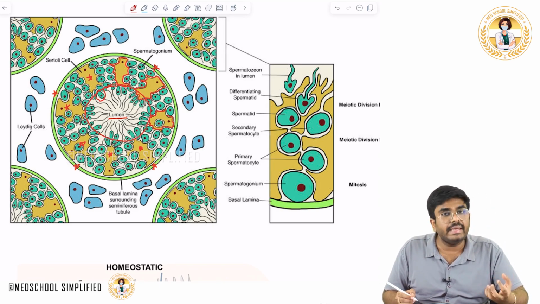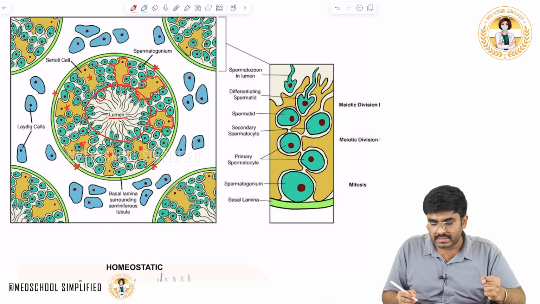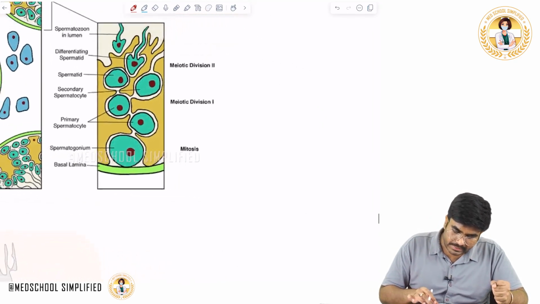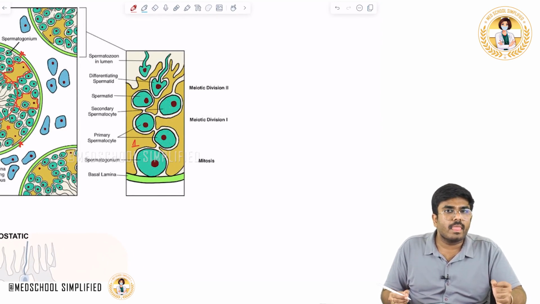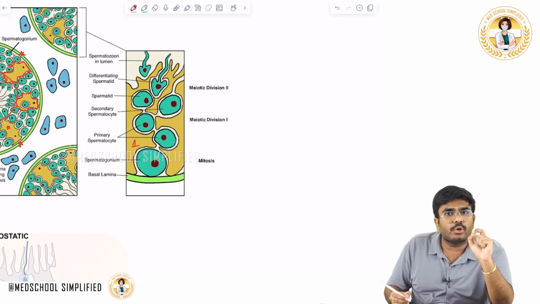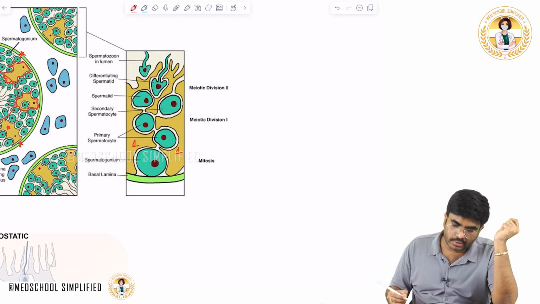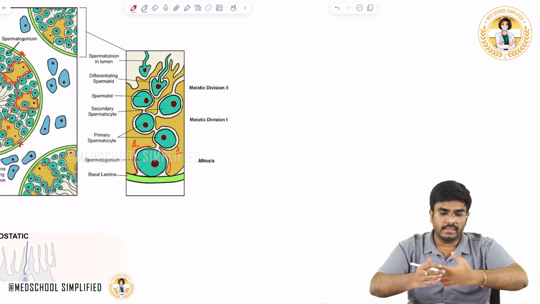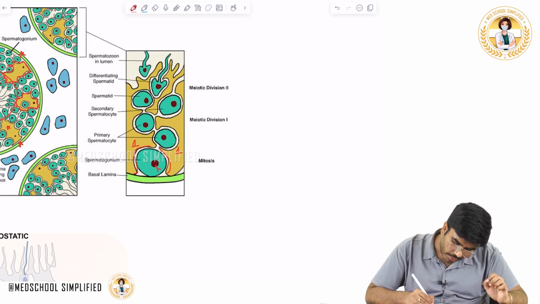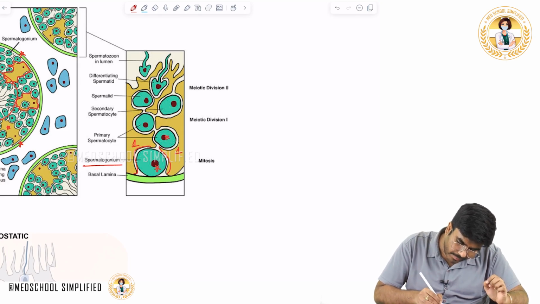They are all having these tails. See, this is one Sertoli cell. Here is the other Sertoli cell. Now see what these Sertoli cells are doing: they are hugging, just holding the primitive spermatogonium. This is the spermatogonium. Here are the primary spermatocytes.